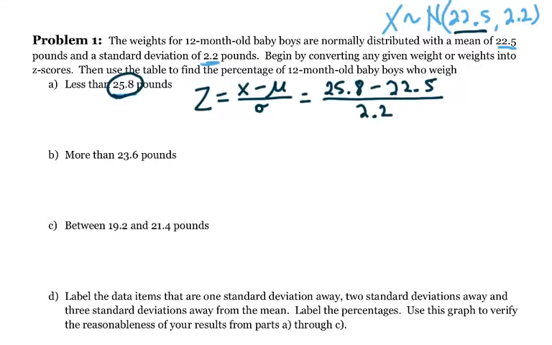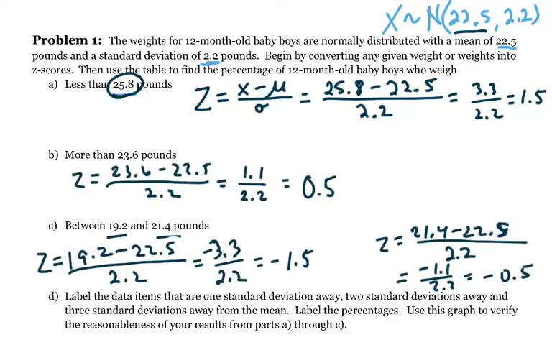So you're going to subtract 25.8 minus 22.5, which gives us 3.3 divided by 2.2. When you divide that, you get 1.5. So our first z-score for this part A is 1.5. We're going to do the same thing for part B and the 2 parts in part C. So I've shown the work for parts B and both parts of part C. So we get that the z-scores that correspond to each of these values: the first one is 1.5, the second one's 0.5, and then we get negative 1.5 and negative 0.5.